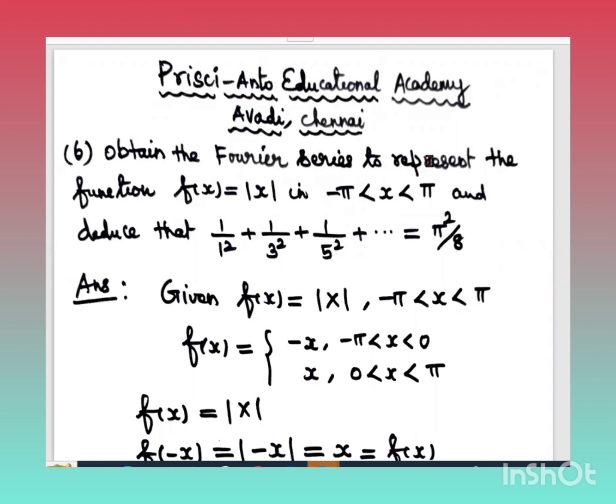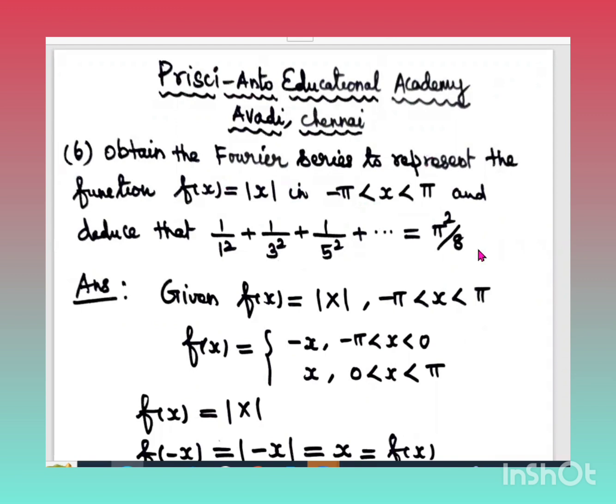Today we are going to study the sixth problem of Fourier series. Obtain the Fourier series to represent the function f of x is equal to modulus x in the interval minus pi less than x less than plus pi, and deduce that 1 by 1 square plus 1 by 3 square plus 1 by 5 square plus etc., which is equal to pi square divided by 8.